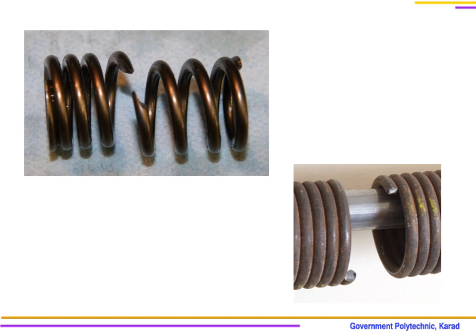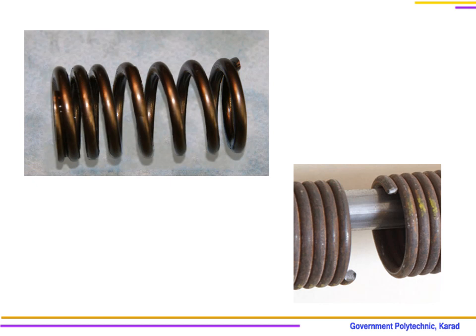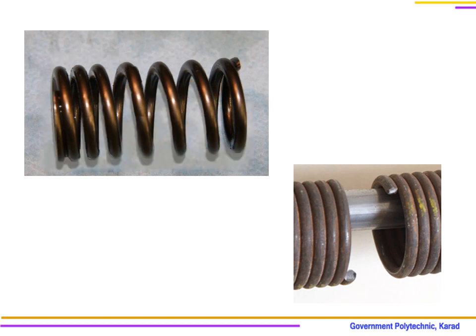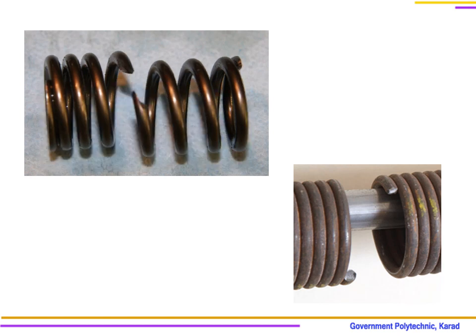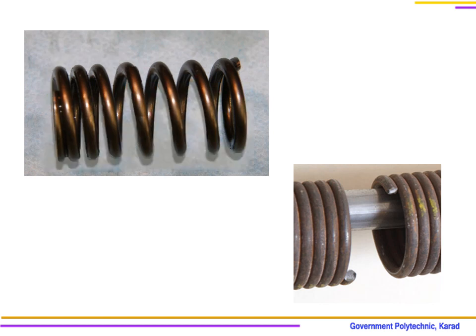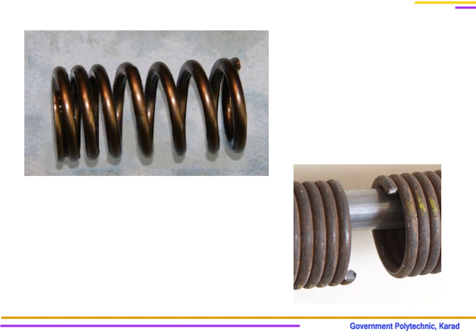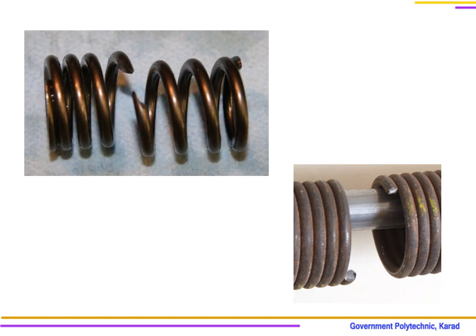There is one more failure, and that is shown here. The failure is not occurring due to that direct shearing action, but there is one more shear in a spring, by which the spring will be cut, sheared off, and this is due to the deflection of the spring. We know that whenever force is acting on a spring, that force causes deflection. And what is deflection? The spring length gets reduced.